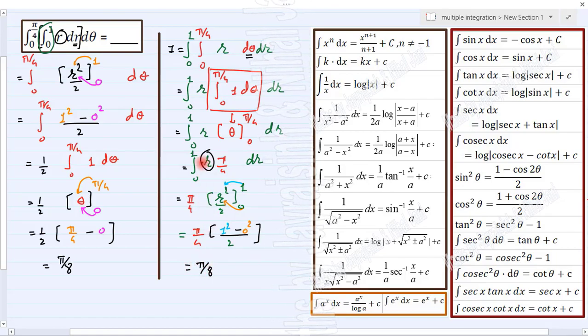So if limits are made up of constant terms, then you can change the order and you will get the same result. But if limits depend on one another's variable, then you cannot change the order.